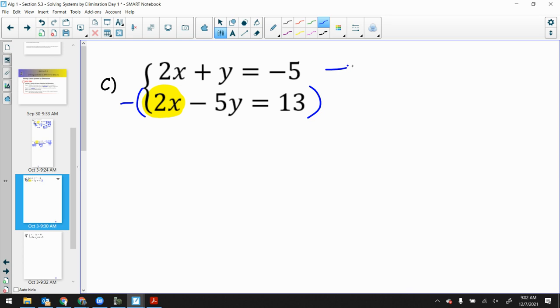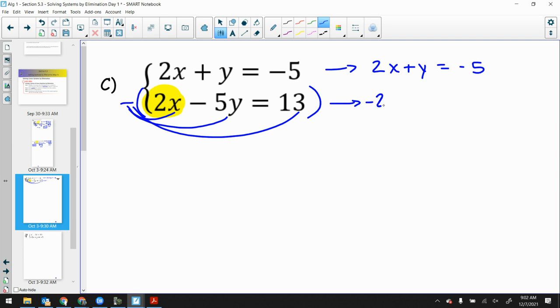The top equation will remain the same. 2x plus y is equal to -5. The bottom equation is the one that changes. And again, you can't just make one of the terms negative. If the goal is to make a positive 2x and a negative 2x, I've got to distribute that negative into the whole equation. That positive 2x has to become a negative 2x. That negative 5y has to turn into a positive 5y.